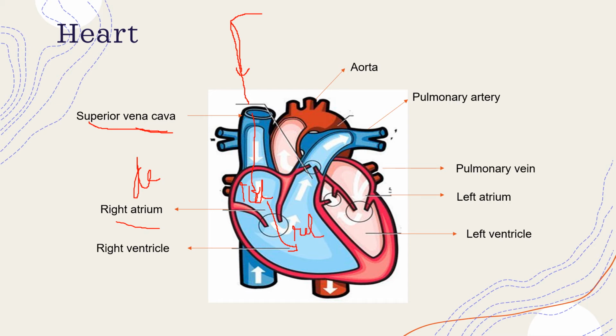Okay, so what happens, I'll repeat again: the deoxygenated blood from all the parts of the body will enter the superior vena cava into the right atrium when the right atrium relaxes. Then from the right atrium, when it contracts, it passes the blood into the right ventricle when it relaxes.